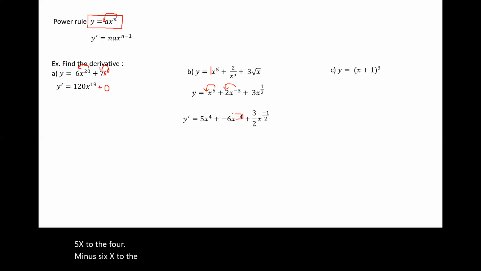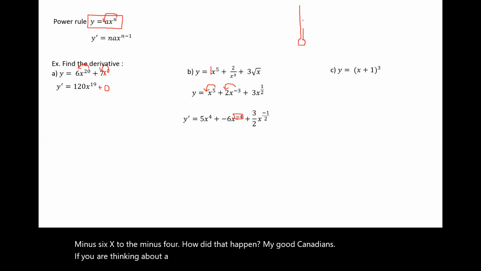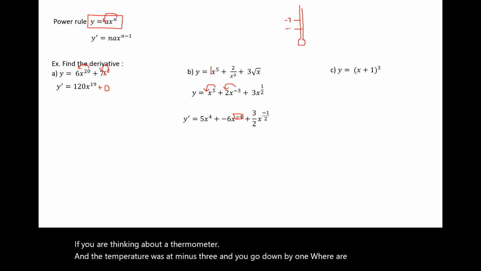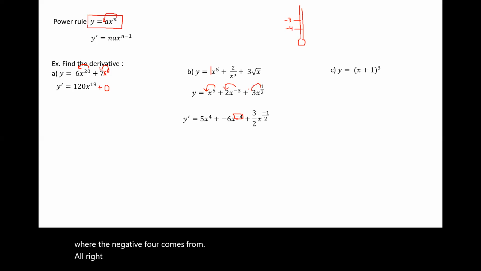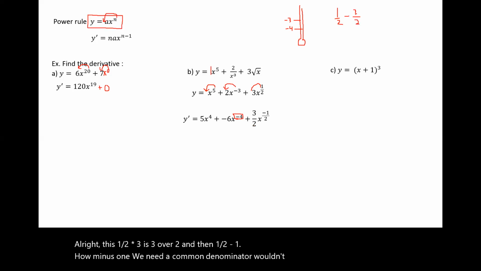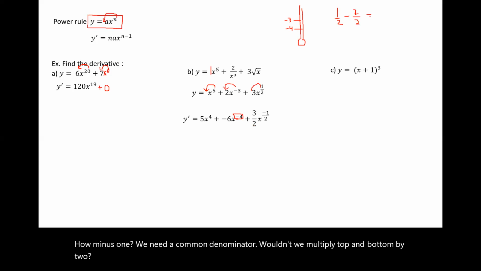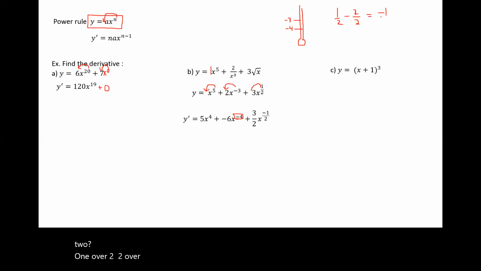How did that happen, my good Canadians? If you are thinking about a thermometer and the temperature was at -3 and you go down by 1, where are you? That's where the -4 comes from. All right, this one. 1/2 times 3 is 3 over 2, and then 1/2 minus 1. We need a common denominator, wouldn't we? Multiply top and bottom by 2. 1 over 2 minus 2 over 2. That's where the -1 over 2 comes from.